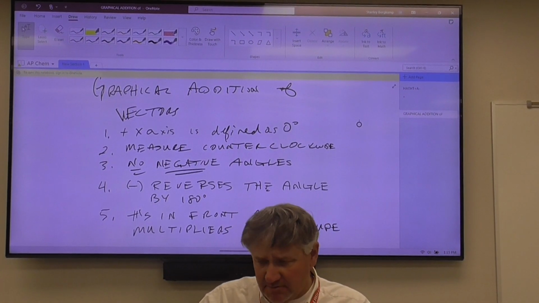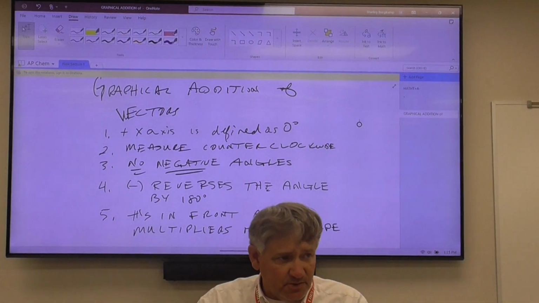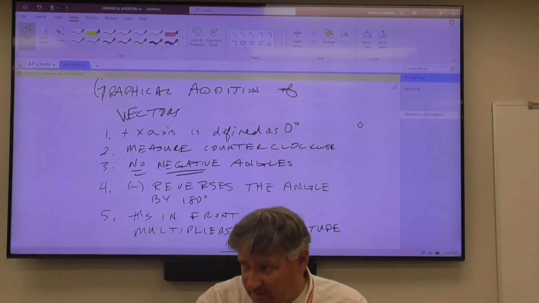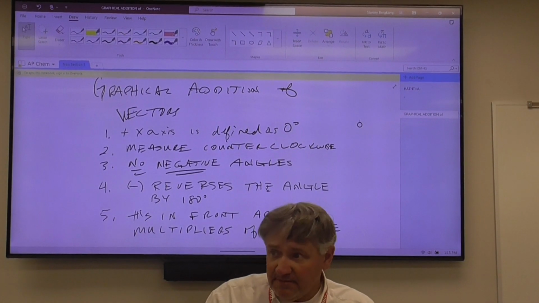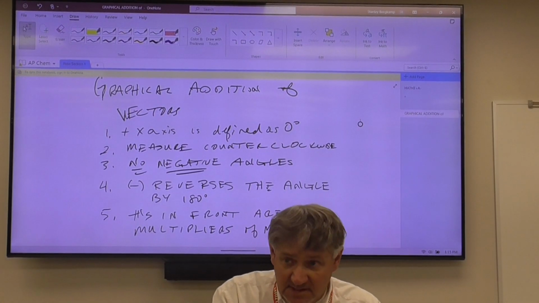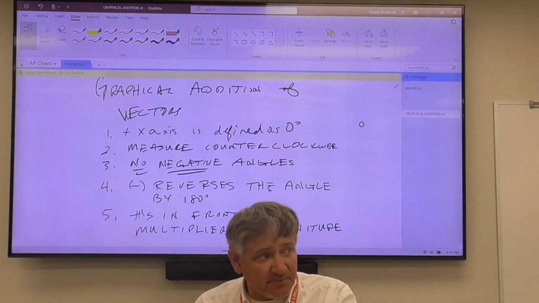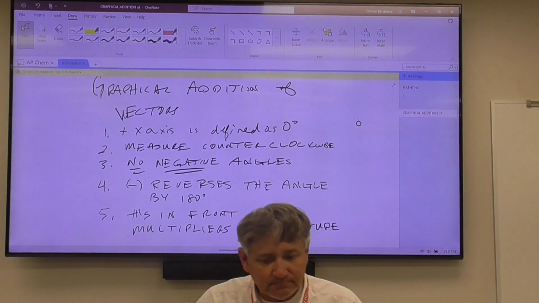Displacement, velocity, acceleration, forces, momentum. In the spring, when we get into magnetic fields, we're going to use vectors. When we deal with electric fields, we're going to use vectors. We're going to deal with optics, we're going to use vectors. Okay? So this is a skill set. This isn't, oh, we're going to do this today and then never worry about it the rest of the time. This is something we're going to use again and again and again.